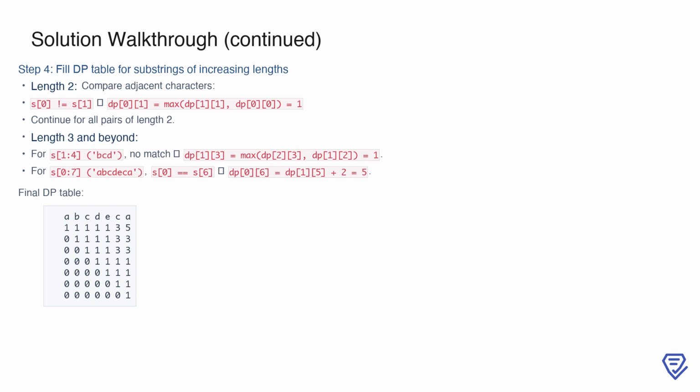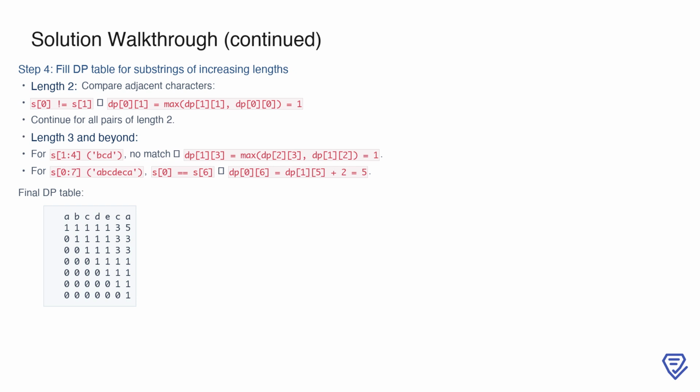Now we focus on filling the DP table for substrings of increasing lengths. For substrings of length 2, we compare adjacent characters. For instance, since A is not equal to B, the value at dp[0][1] becomes the maximum of dp[1][1] and dp[0][0], which is 1. This process is repeated for all pairs of length 2. For longer substrings, say of length 3 or more, we follow the same logic. For example, in the substring BCD, there are no matching characters, so dp[1][3] is determined as the maximum of dp[2][3] and dp[1][2], which is 1.